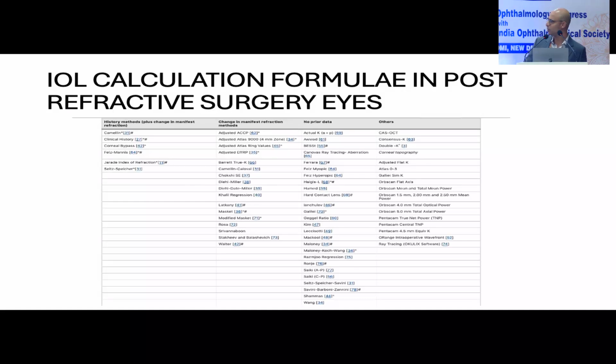And there have been loads of formulas, as you can see. There are almost 25-30 formulas which have been described for getting accurate IOL calculation in post-refractive eyes, which are based on several things like history, changes in manifest refraction without prior data, and other formulas. So I will just run through some of the important ones. Rather than understanding how each formula works, I think for us, a lot has been made easier by all these online tools that are available, and we are clinicians, we don't have to waste time as long as we know what to take from that and how to apply it appropriately. I think that is more important.